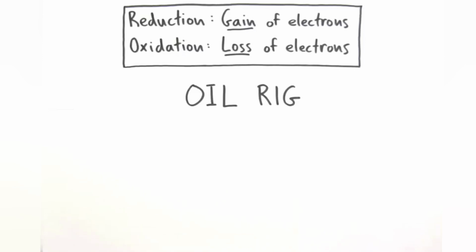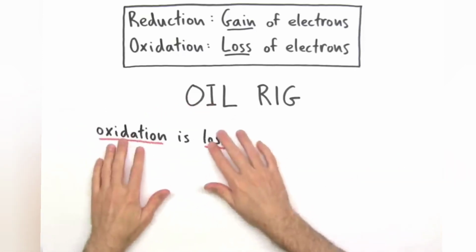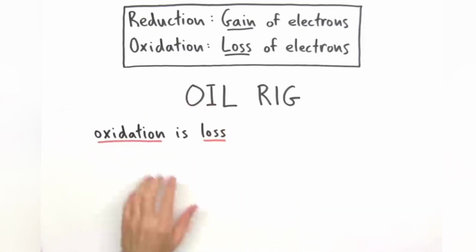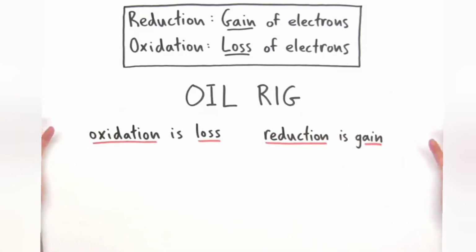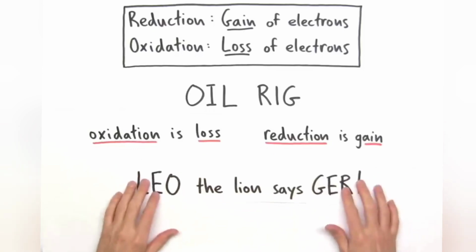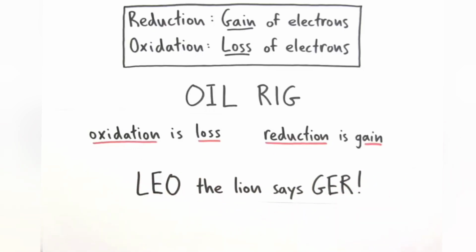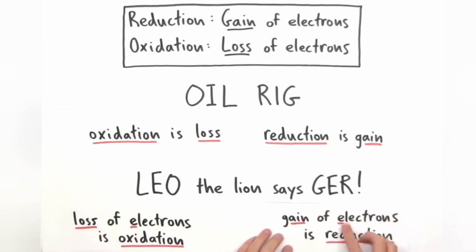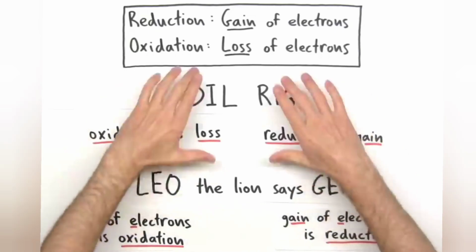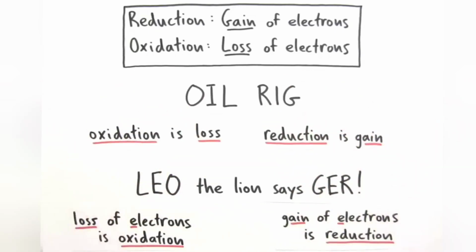So use the acronym OIL RIG to remember the definition. Oxidation is loss of electron. RIG, reduction, is gain of electron. Oxidation leads to increase in oxidation number. Reduction leads to decrease in oxidation number. Another acronym is LEO the lion says GER, is it not? LEO, loss of electron is oxidation. GER, gain of electron is reduction.